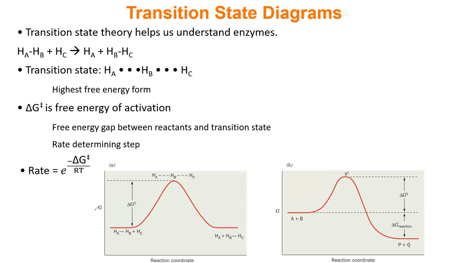So what these charts are is that on the y-axis, we have free energy. Remember, negative energy is favorable. Positive energy is unfavorable. And we have reaction coordinates. So what this means is that on the left, we're all reactants. On the right, we're all products. And this hill here is our transition state.